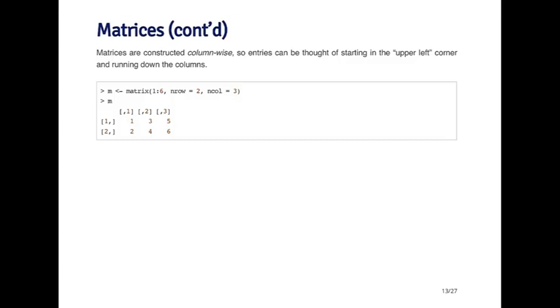If I create a matrix by taking the sequence 1 to 6, and then I specify that it has 2 rows and 3 columns, how does this matrix get constructed? It gets constructed column-wise, so the first thing that happens is it takes 1, 2, and now there's only 2 rows, so it can only go to 2, and that makes the first column. The second column is made up of 3, 4, and then the third column is made up of 5 and 6.